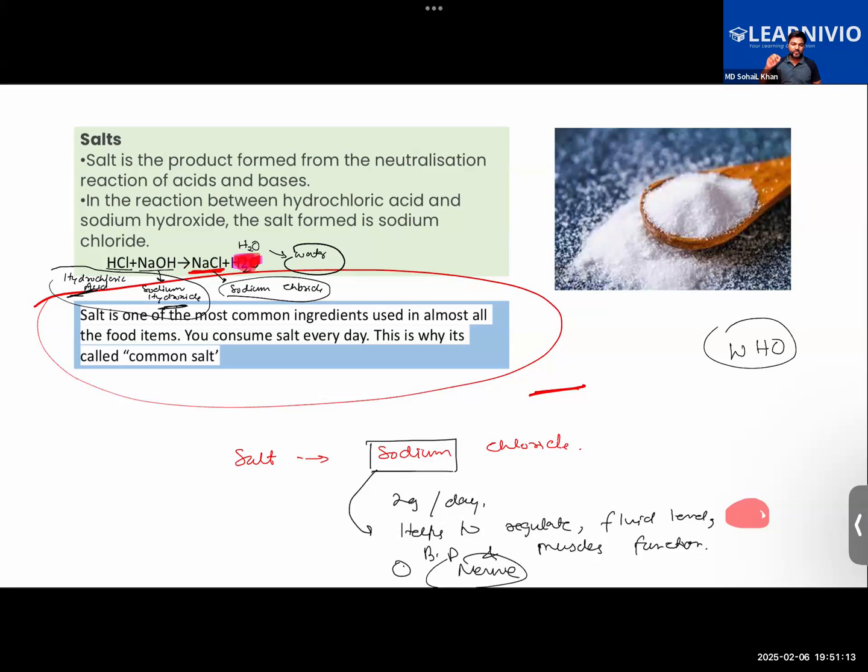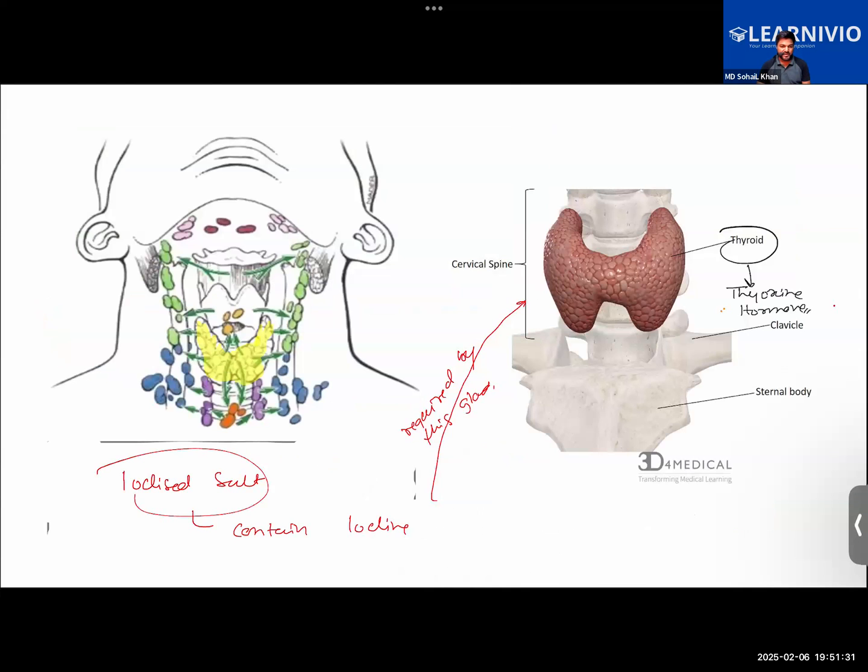Have you seen, normally the salt which we purchase has iodine present in it. It is written as iodized salt, right? You observed this? Yes, sir. It's iodized salt that we consume. So iodized salt contains iodine in it. And why is iodine important? Because it is important for this gland present in our throat called the thyroid gland.